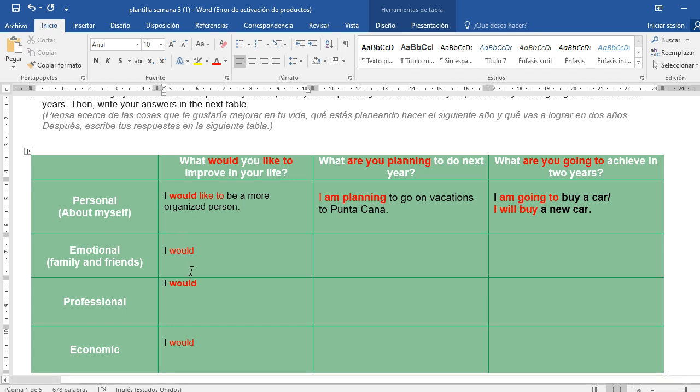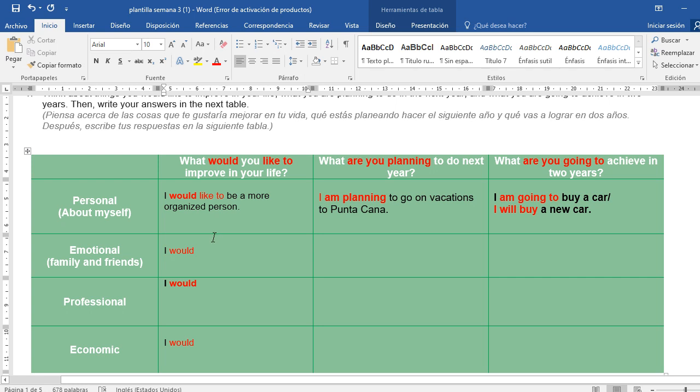Then about emotional, I would like to be less explosive. For example, professional, I would like to study engineering. Economic, I would like to save money to go to Cancun, for example. So the point is that in this first column, all the sentences need to include would. Todos los enunciados deben incluir I would like.